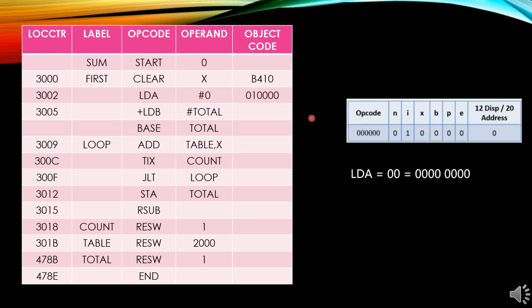So the next instruction is LDA #0. This is immediate addressing mode and there's no displacement, so we fill the 12-bit displacement field as 0. And N is for indirect addressing mode, I is immediate, X is indexed mode, B is base relative addressing mode, P is program counter mode, and E is 0 for type 3 and 1 for type 4 instruction. Since this is type 3, E is 0, and I is 1 because it's immediate addressing mode. So the opcode for LDA is 00, which gives this object code for the instruction, 010000.